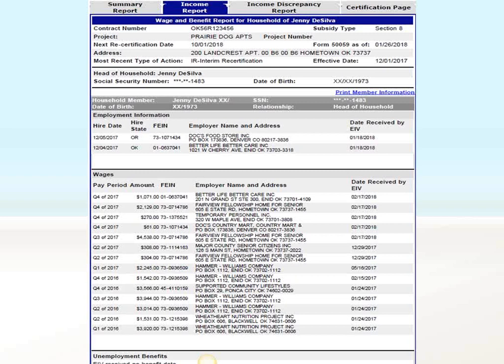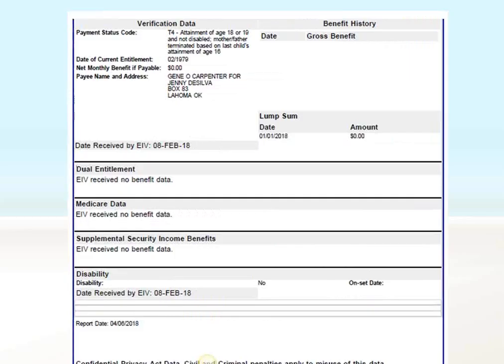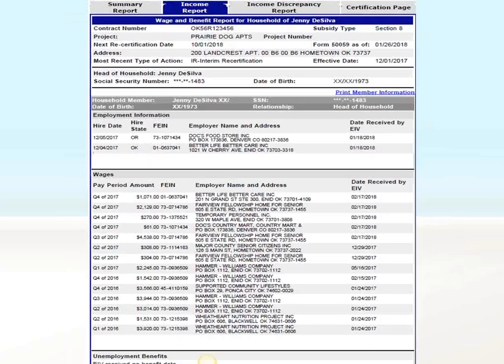It's really hard to read on the screen, so feel free to look at page 7 of your handout because it's printed a lot better. Jenny has wages, right? Yes. Does Jenny have unemployment? No. Flip the page over to page 8. Does Jenny have anything from Social Security or SSI? No. So all we're dealing with is wages here, okay?